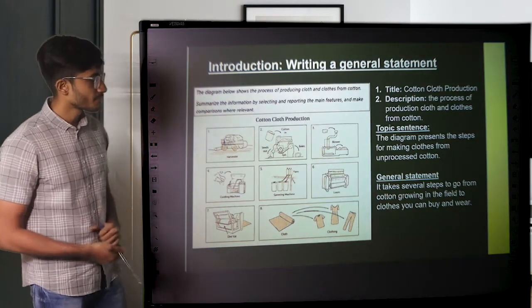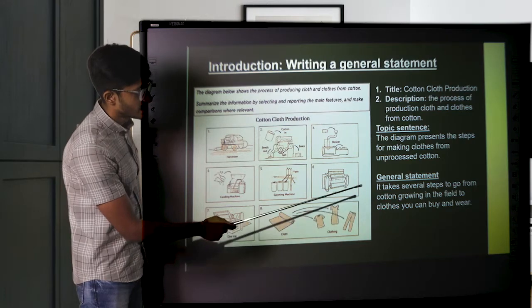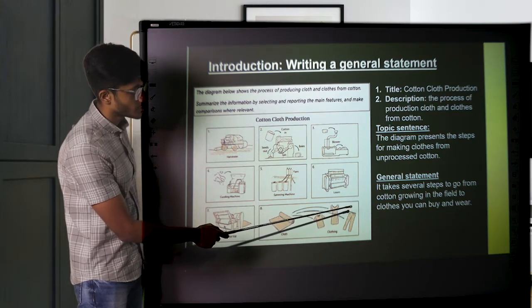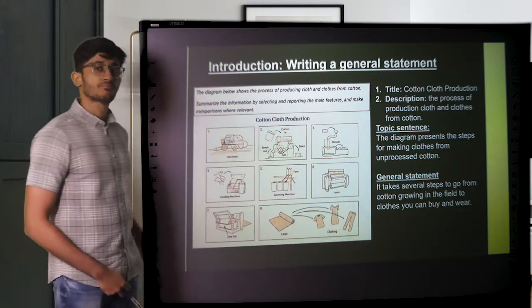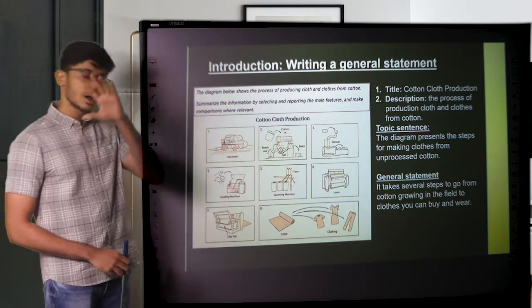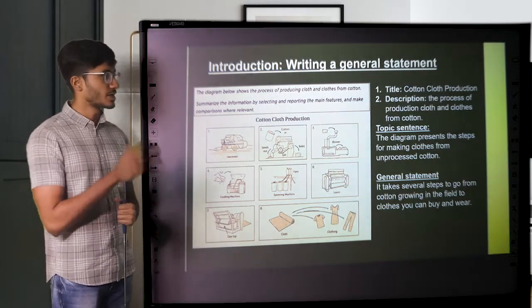For this example, let's take a look at the general statement, which says that it takes several steps to go from cotton growing in the field to clothes you can buy and wear. Very detailed, it gives you an overall idea of what you're going to talk about regarding the diagram.